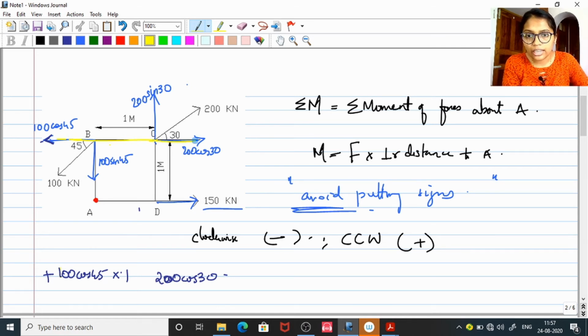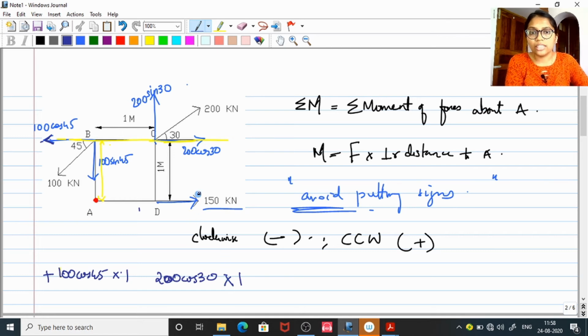Just extend this line of force till it covers the point considered. See, now it is okay. This line is extended. I mean, this 200 cos 30 is extended till we cover up this point A. And now you can measure the distance between A and this yellow line, which is again 1 meter. So this is actually 200 cos 30 into 1.